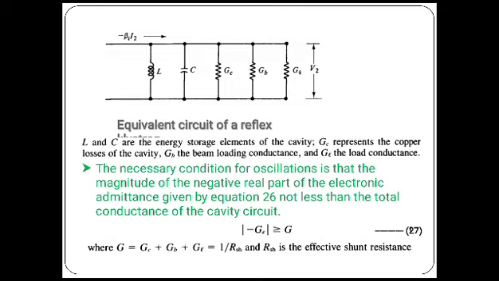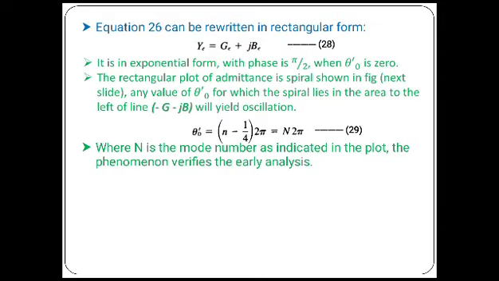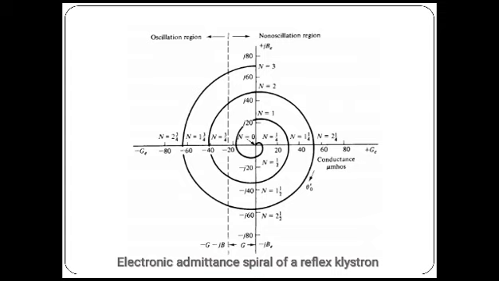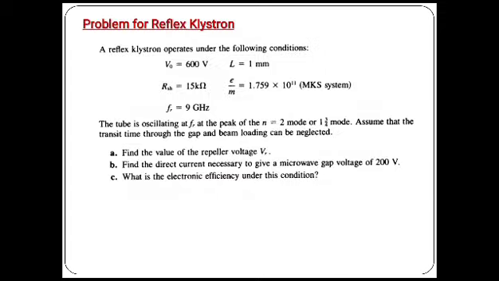The equivalent circuit of the reflex klystron is as shown, where L and C are the energy storage devices, GC represents the copper cavity, GB is the beam loading, and GL is the load conductance. So you will get G equal to GC plus GB plus GL, that is 1 by RL. Substitute it here, and you will get Y equal to G plus jB. The electronic admittance diagram is also shown with respect to non-linear values.